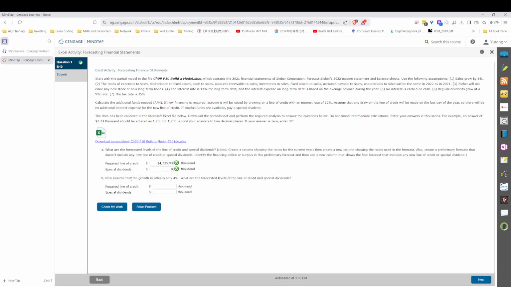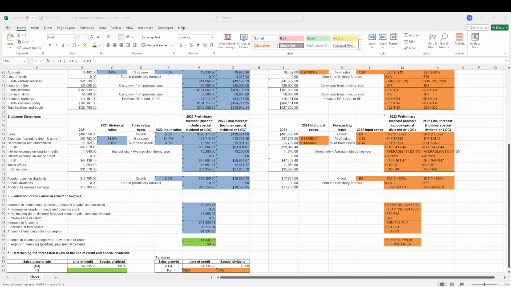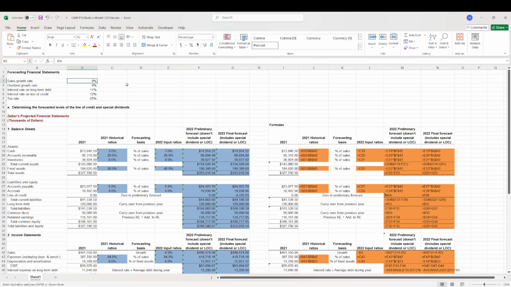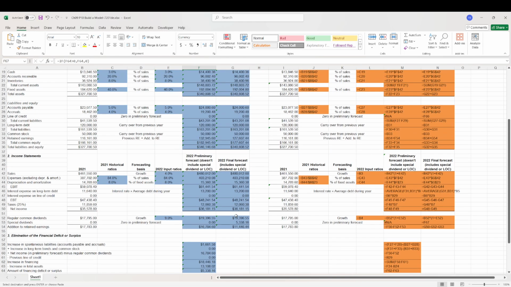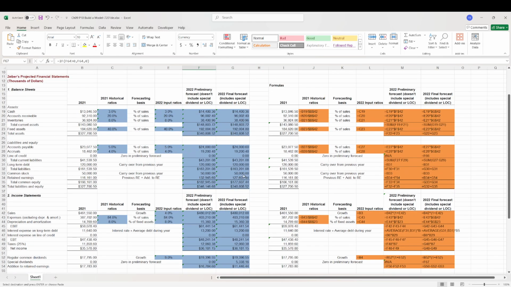And then assume the sales growth rate to be 4%. If I assume the sales growth rate to be 4%, and let's say I switch back to the Excel, what I can do is change the sales growth rate, this number, to 4%. And then if you scroll down, you're going to see the financing deficit to be 0 and this special dividend to be 5338.16. I'm copying that. And the balance sheet is still balanced, right?